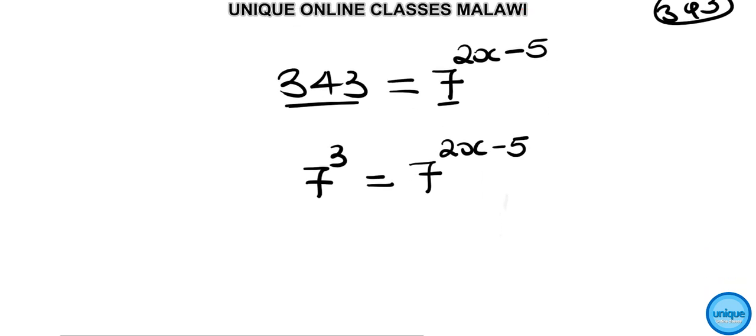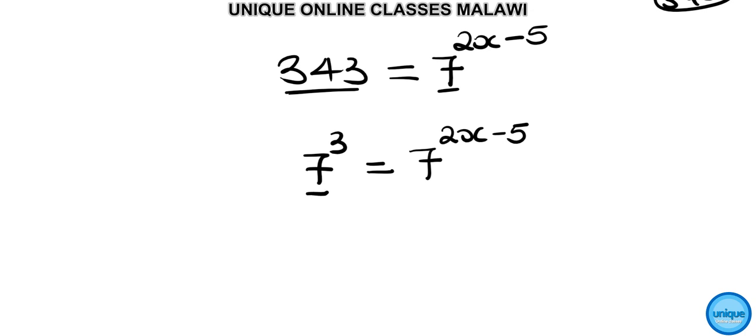Now you can see the base on the left hand side and the base on the right hand side are equal. So the powers are also equal, so we're going to equate the powers, so it will be 3 is equal to 2x minus 5. And then we combine like terms together.